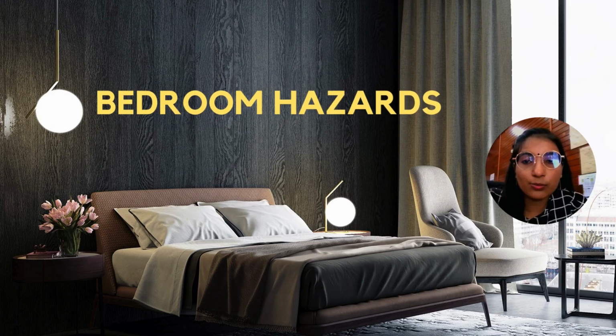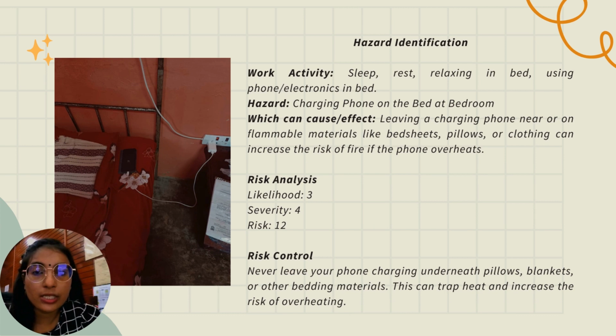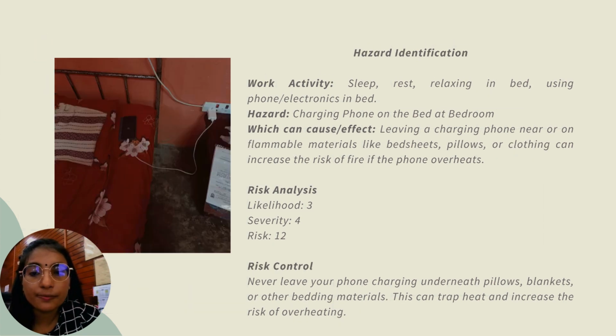Okay, now let's move to the next, which will be bedroom assets. So next, the work activity will be sleep, rest, relaxing in bed, using phone or electronics in bed. Asset will be charging phone on the bed at bedroom. Leaving a charging phone near flammable material like bedsheet, pillow, or clothing can increase the risk of fire if the phone overheats.